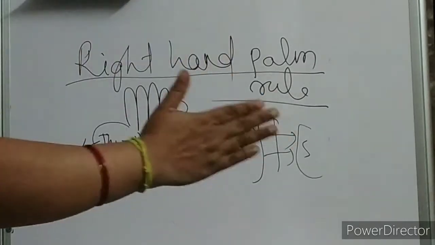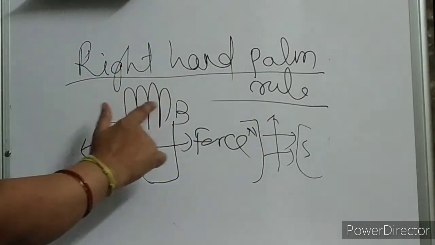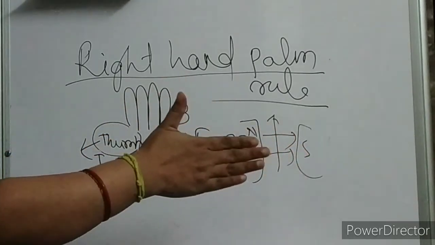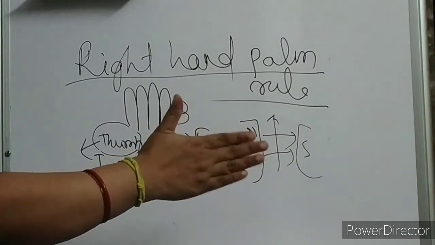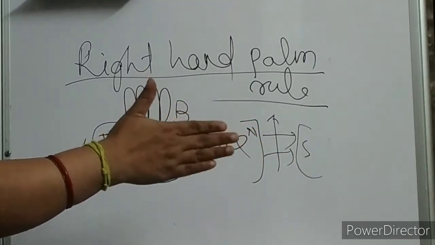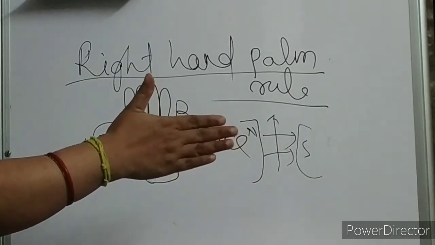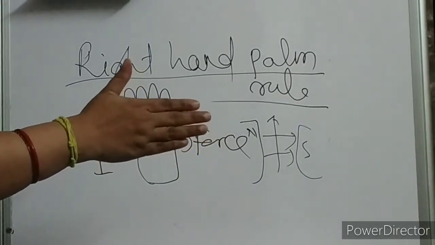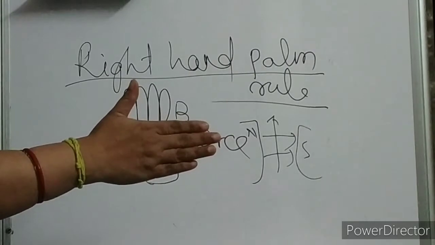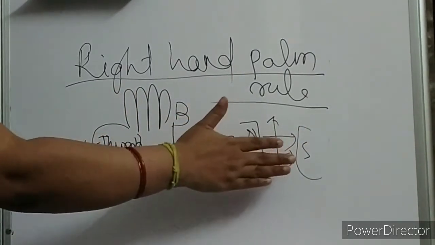So we'll use our right hand now. These fingers go towards the magnetic field. This is your magnetic field direction, so all the fingers are in the magnetic field direction. Am I visible to you? Can you people see my hand? See the direction of the magnetic field. The magnetic field is in this direction here.